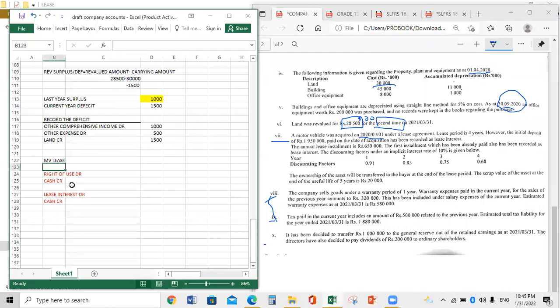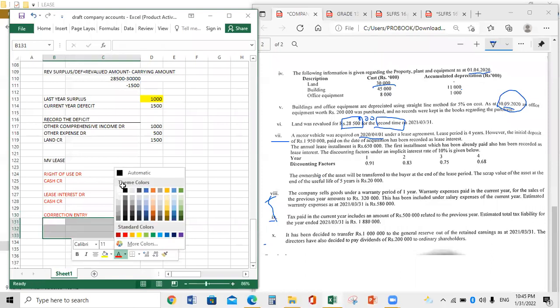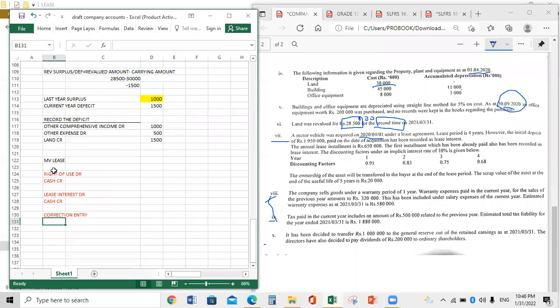So guys, the correct one is this, but the wrong one is this. Now you should write the correction entry. Okay. So what's the correction entry, guys? How will you write the correction entry? Now see here, what is the correct entry? Right of use should be debited. So the correct one should be right of use debit. Now they have debited the lease interest. So to cancel it, credit the lease interest. So this is the double entry. Okay. So guys, the correction entry will be right of use debit, lease interest credit.